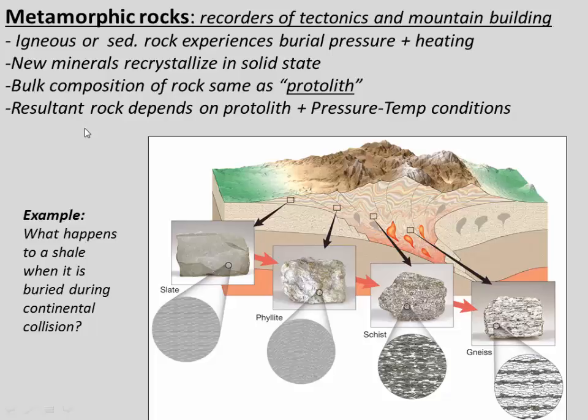Now, importantly, although we get new minerals, the composition of the rock actually stays the same as the original. And we call that original rock the protolith. The protolith is what the rock was made of before metamorphism. So it might be an igneous or a sedimentary protolith. But in any event, the bulk composition doesn't change. Whatever elements, like silica, oxygen, magnesium, were in that original rock are also in the new metamorphic rock. They're just rearranged into different minerals.